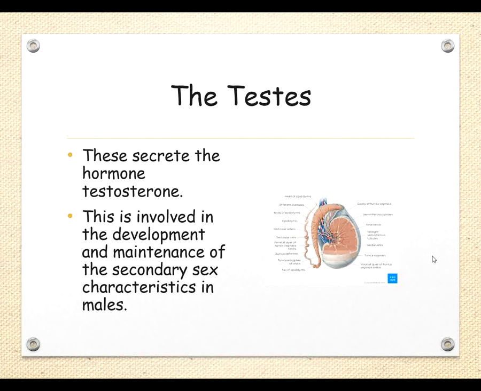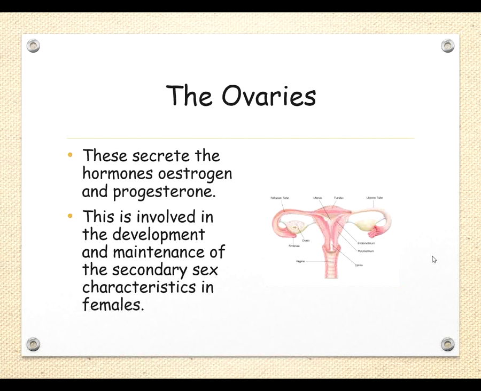The testes. The testes are the male sex organs and they secrete the hormone testosterone. It's involved in the development and maintenance of the secondary sex characteristics. So that's broad shoulders, pubic hair, deep voice. All of those things are produced in response to producing testosterone, and that is the male sex hormone.